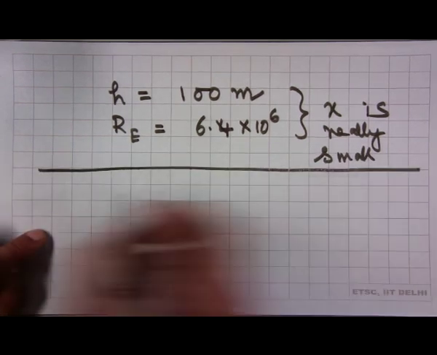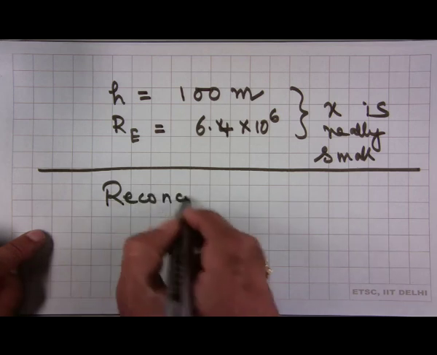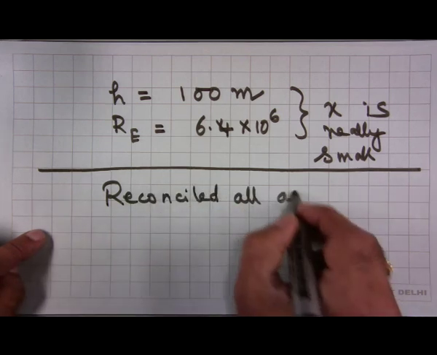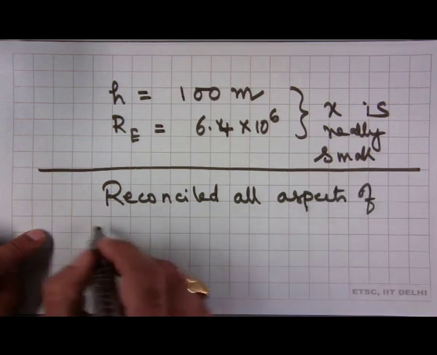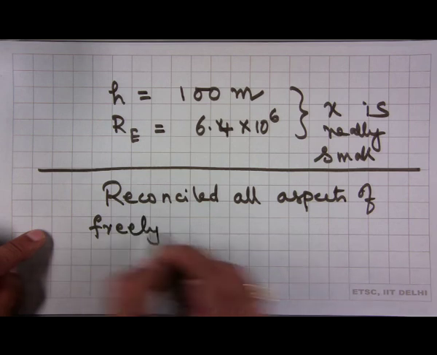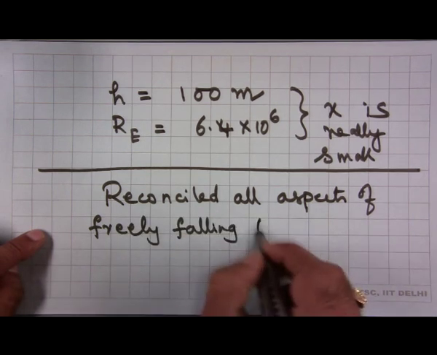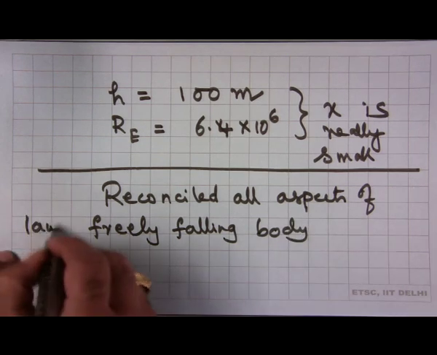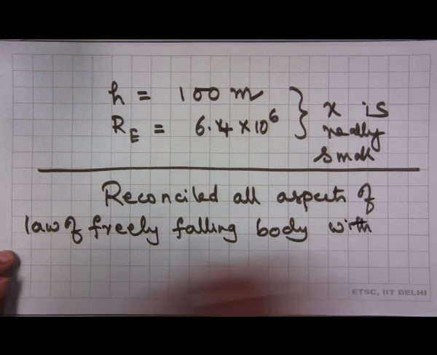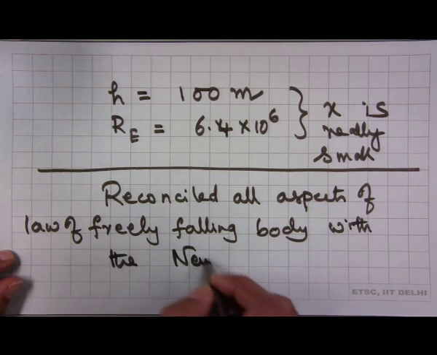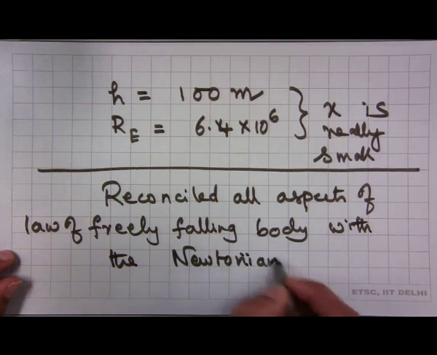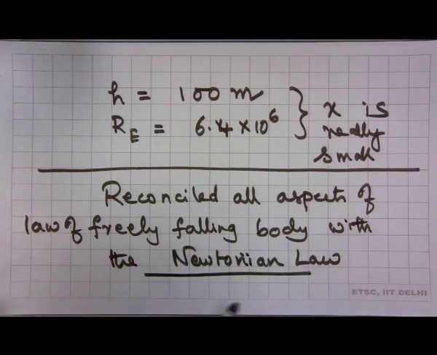So what have we done? We have reconciled all aspects, the freely falling body law, with the Newtonian law. So in other words, we have established consistency with known facts. So that should give us the belief and the faith that probably the Newtonian law of gravitation is the correct law.